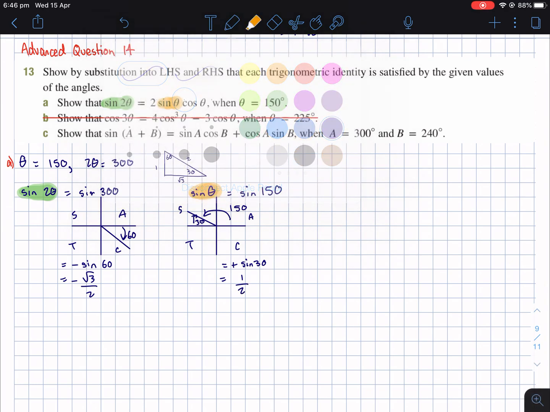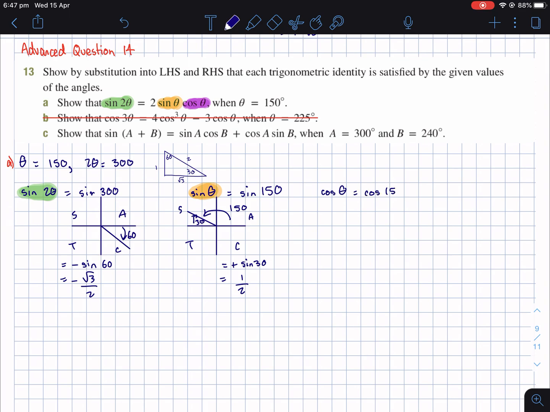And then finally we need to know cos theta. Cos theta is cos 150. Going off the same diagram, this is going to be negative cos 30, which gives me negative root 3 on 2. Okay.